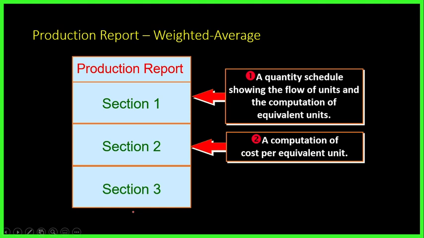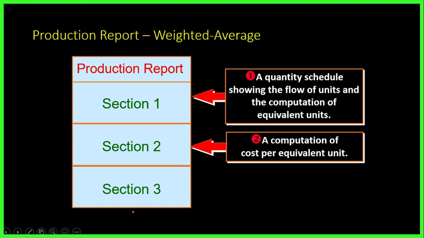The first section is the computation of EUP. The second section will show you the cost to be accounted for, and then the third section, you will have the cost as accounted for, also known as the reconciliation. Okay, so ayun, for Garrison, since this is his material, the first section will show a quantity schedule showing the flow of units and the computation of EUP. So yun na nga. And then computation of cost per equivalent unit.